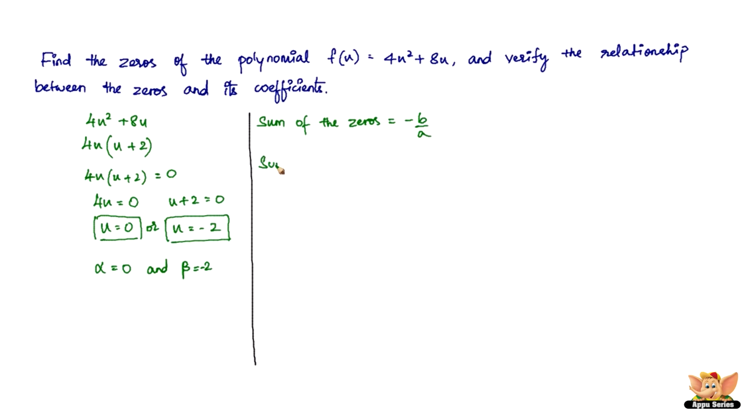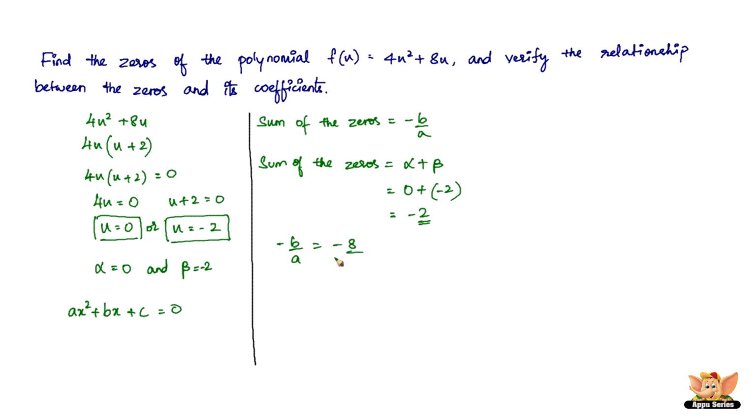So first let us find the sum of the zeros. Sum of the zeros equals alpha plus beta, which is equal to 0 plus minus 2, which is equal to minus 2. Now let us verify minus b by a. In this case, you see 4u square plus 8u is nothing but ax square plus bx plus c equal to 0, where c is 0 here. So we do not have a c, so we only have a and b. B is 8, so it's minus 8 by a, which is 4, which is equal to minus 2. So therefore this is matching, so this relationship is verified. The sum of the zeros is indeed equal to minus b by a.